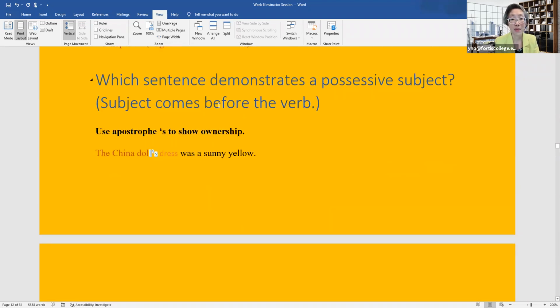Which sentence demonstrates a possessive subject? So when you have a possessive subject, that means you use an apostrophe S to show ownership. So here, the China doll's dress was a sunny yellow. So whose dress is it? It's the China doll's dress.